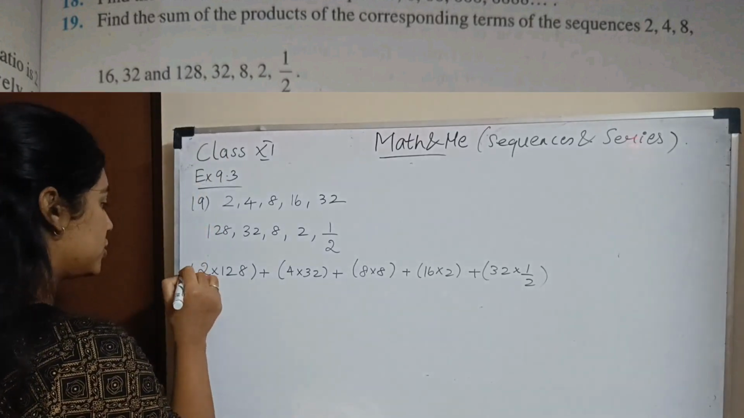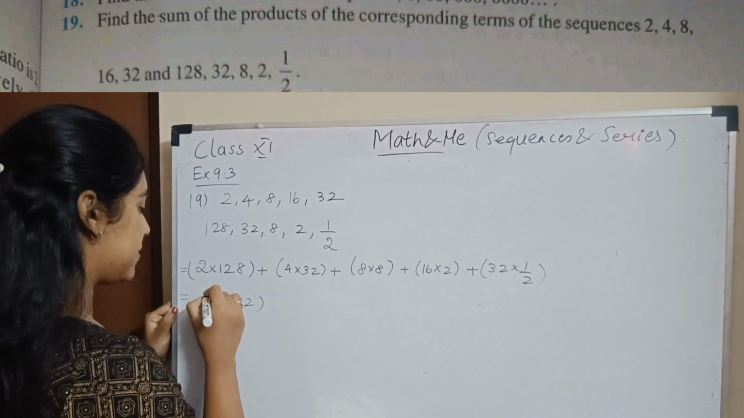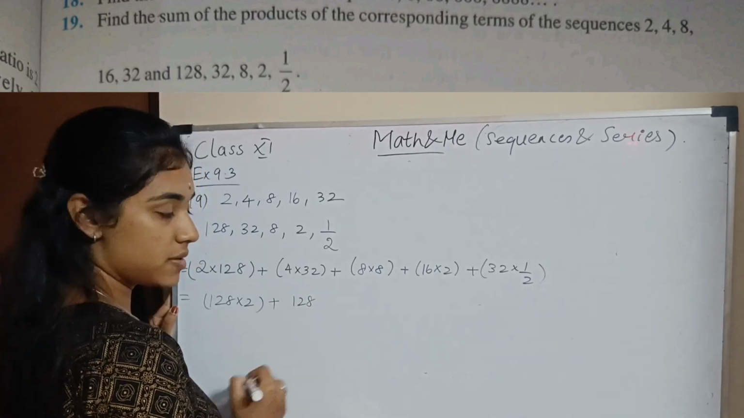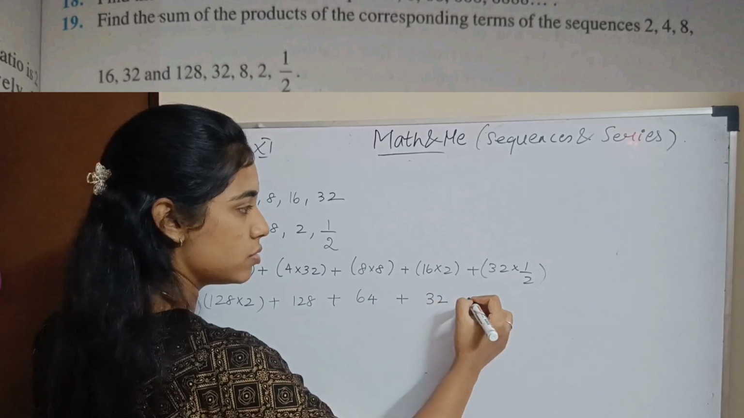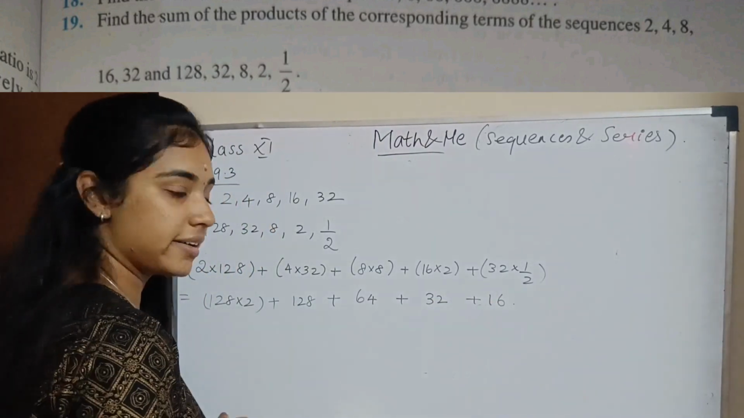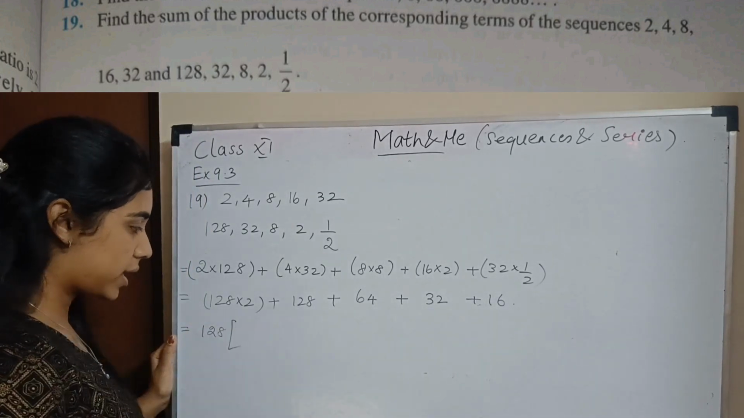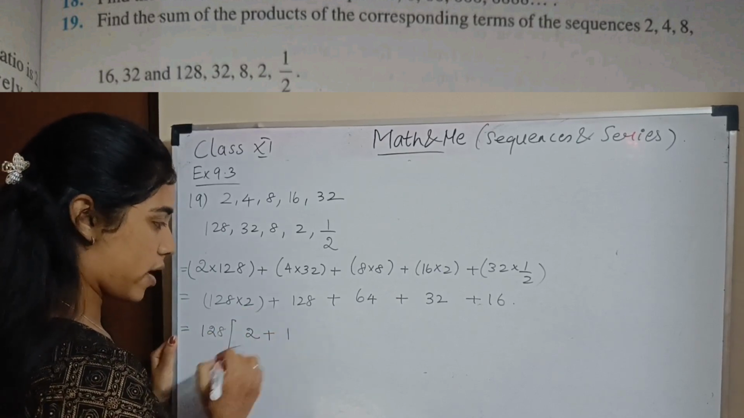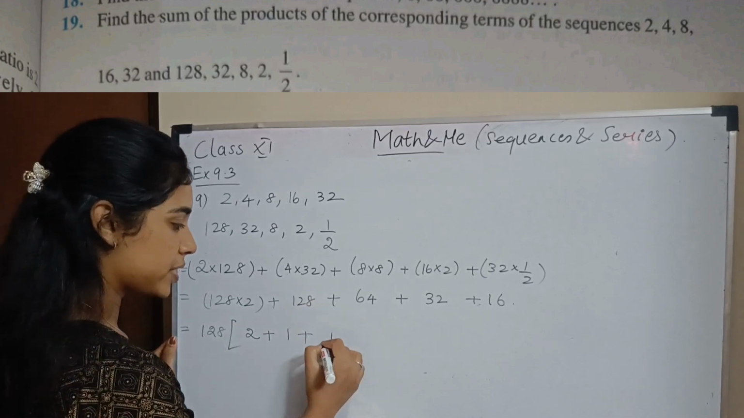So how can you do that? So this is what I need to find. 128 times 2, let me leave that just like that, plus 4 times 32, which is 128, plus 8 times 8, 64, plus 32, plus 16. So these are the terms that I have. So I'm going to take 128 outside. So what will I be left with? I have 2 plus 1 plus 64 divided by 128 will be 1 by 2.